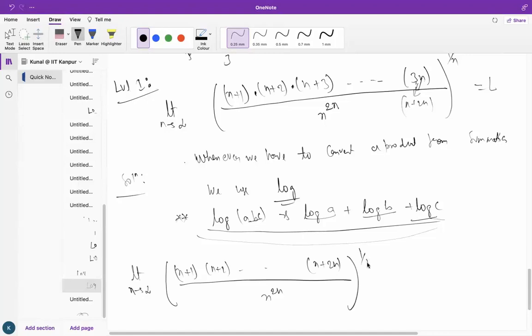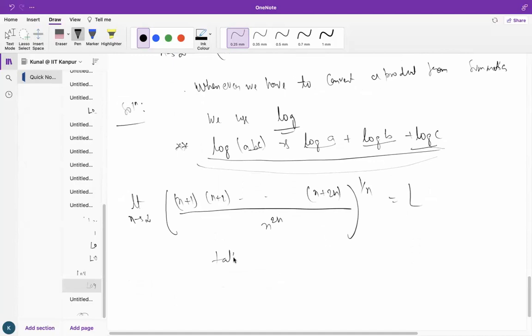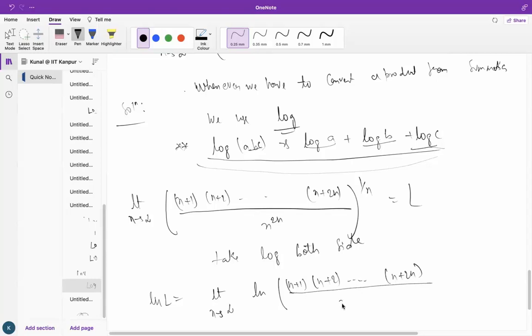And to the power 1 by n, its limit is something else, L. Now what do you have to do? Take log on both sides, right? That is what I'm doing here. So what I get is ln L equal to limit n tending to infinity of log of (n plus 1)(n plus 2)...(n plus 2n) divided by n to the power 2n, the whole to the power 1 by n.